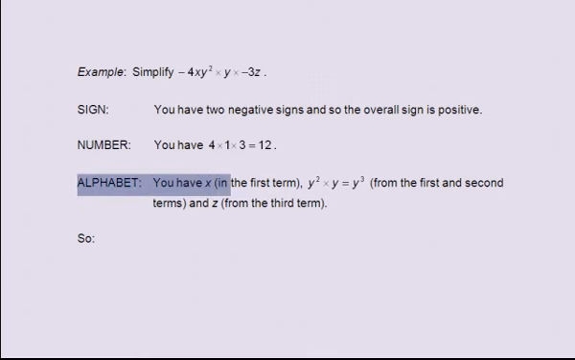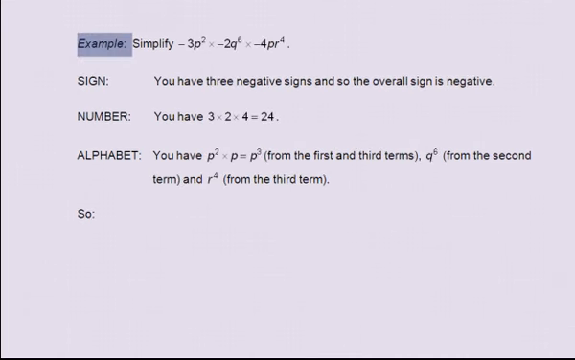You have x in the first term, y squared multiplied by y, which equals y cubed, from the first and second terms, and z from the third term. So, minus 4xy squared multiplied by y multiplied by minus 3z equals plus 12 x y cubed z, or simply 12 x y cubed z.